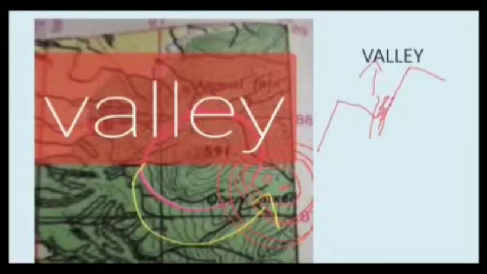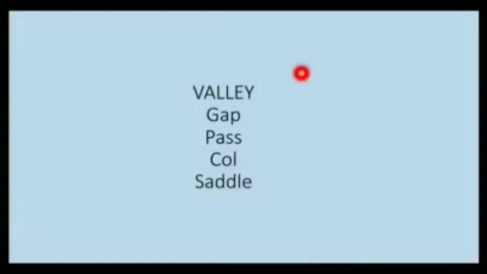Valley. Valley means there are two peaks. In between that there is a gap through which people can move from one place to another. So this area is known as valley. Now these valleys are known by different names, like gap, pass, col or saddle.